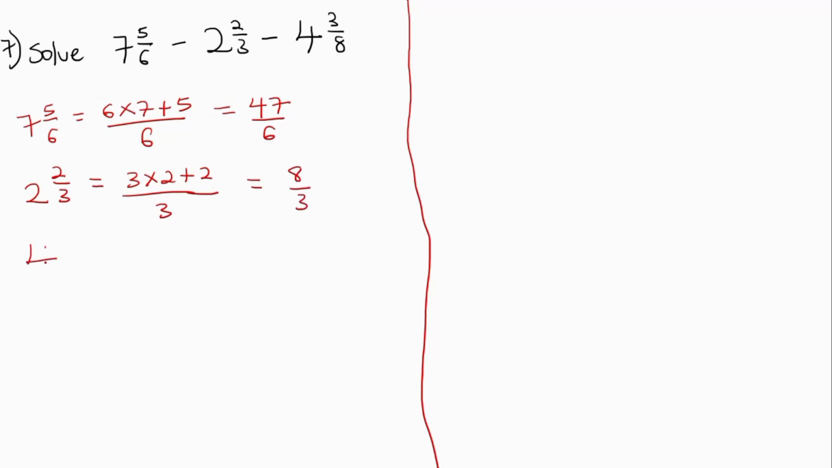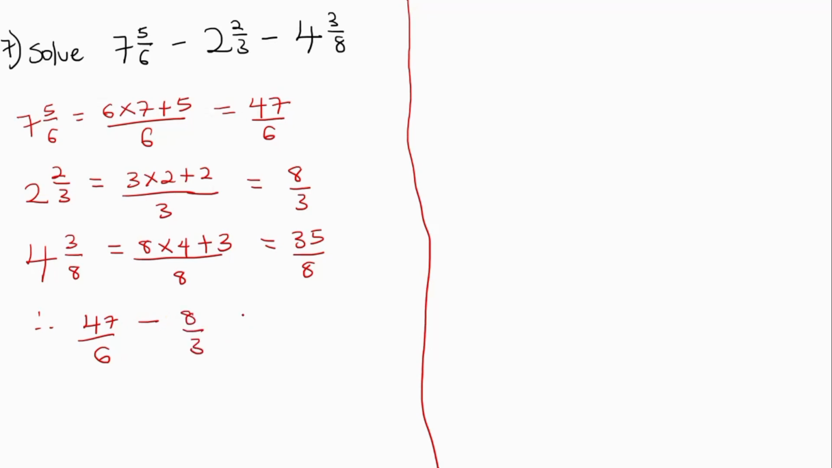And lastly, we have 4 whole number 3 over 8. Now this will become 8 times 4 plus 3 all over 8. Okay, now 8 times 4 is 32. 32 plus 3 gives us 35 over 8. So therefore, we have this to be 47 over 6 minus 8 over 3 minus 35 over 8.